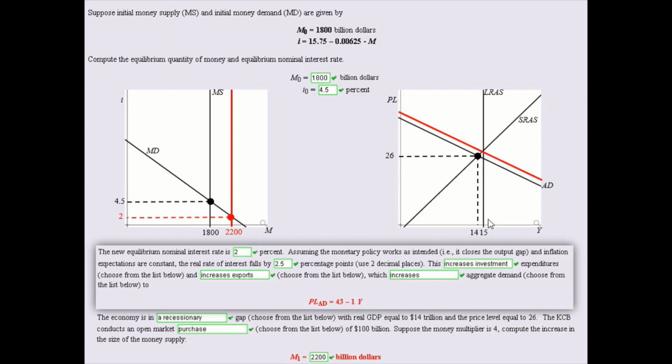And remember, at this point, GDP is 15. So we plug 15 into our aggregate demand equation, and we get a price level equal to 28. So the new GDP is 15 and the new price level is 28. I give it to you right here: the real GDP is 15 trillion, the price level is 28. The new gap is 0 because potential GDP is 15 and new GDP is 15, and 15 minus 15 is 0.